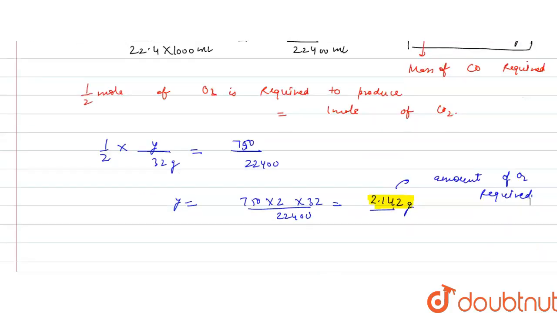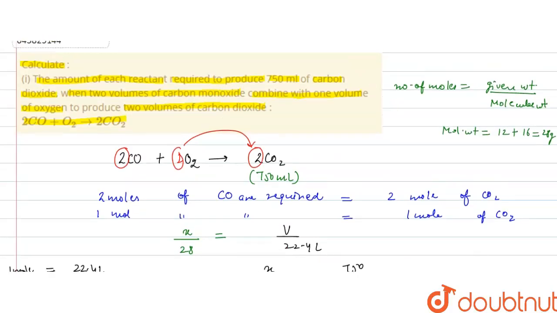So the answer to this question is, the amount of carbon monoxide required is 0.9375 grams and the amount of oxygen required is 2.142 grams. So these are the amounts of the reactants required to produce 750 ml of carbon dioxide. I hope you understood it.